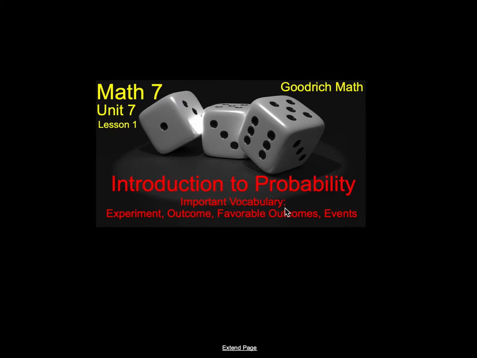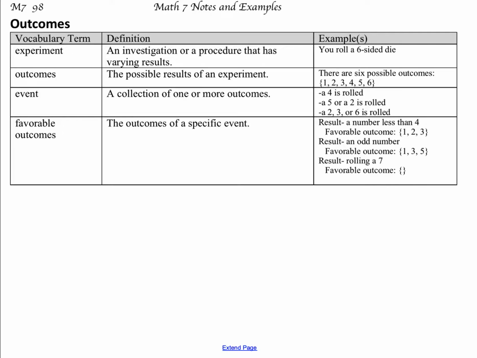This video is Math 7 Unit 7, first lesson, the introduction to probability. We'll be learning some important vocabulary terms. All right, if you have your notes, you can follow along on page 98. So our first vocabulary term is experiment.